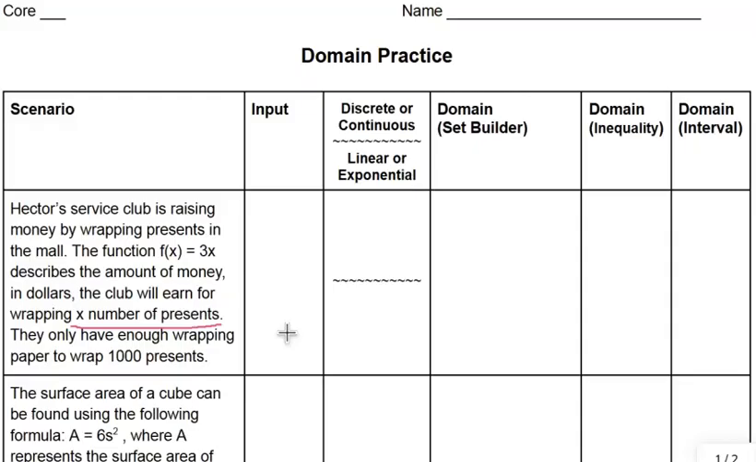So if you are struggling with this concept, the first thing that you need to do is make sure you know if we're talking about domain, we are referring to x values. We are referring to the input of a function. Before we can answer any questions about this domain, we need to know what the domain is. When they give us the equation, it's way easier because you can see where the domain is. It's this x number. And they even told me in this particular example that the x's, which are my input, represent the number of presents.